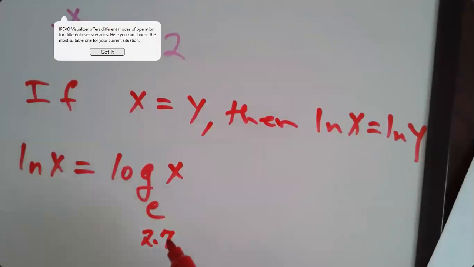Okay, so here we have a problem. We can't use this property of exponents because we can't get the bases to be the same, and just set the exponents equal.